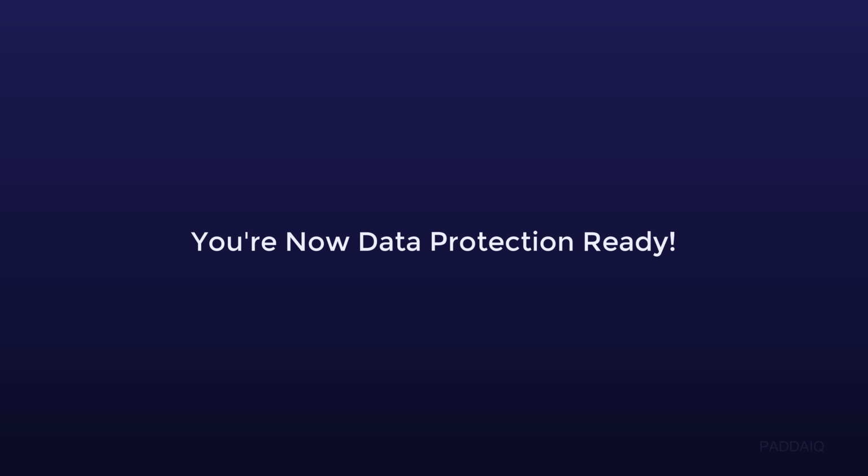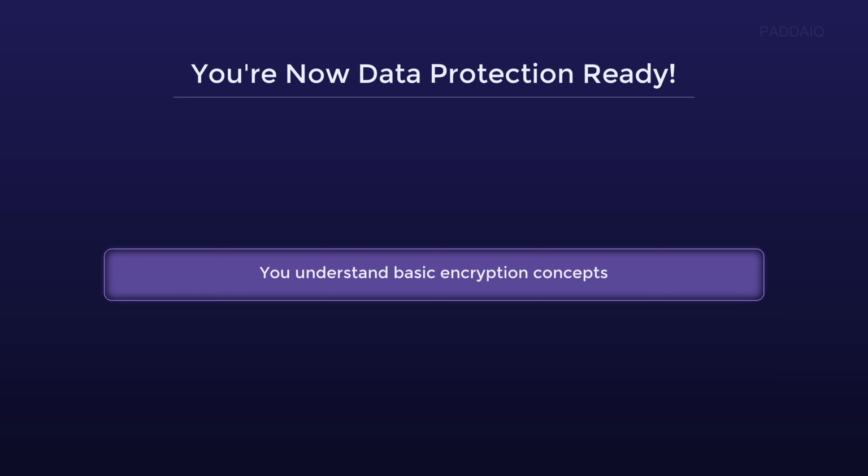Your organization is now data protection ready. You understand basic encryption concepts. This means you can convert readable data into a secret code to protect it from unauthorized access. For example, when you send a private message in an app, encryption scrambles it so only the intended recipient can read it. Mastering this is your first step to securing data effectively.